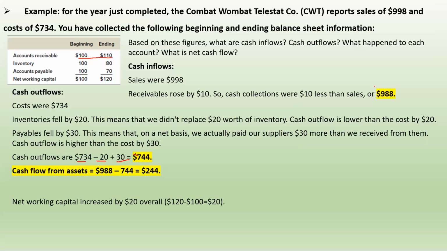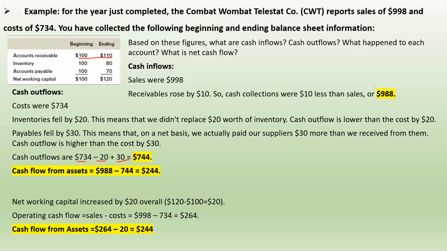The net working capital increased by $20 overall. Operating cash flow, the sales minus cost, is 264. And there's no net capital spending. So if we use our formula, cash flow from assets is 244. It's exactly what we get here. So we use this formula just to simplify the calculation of cash flow from assets.